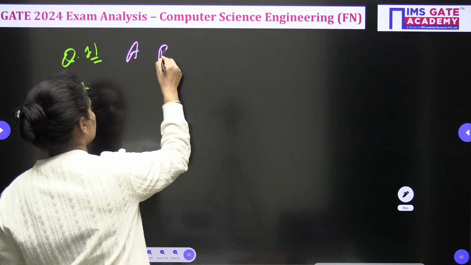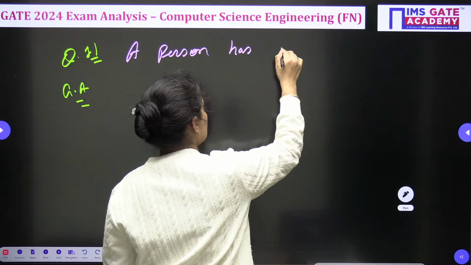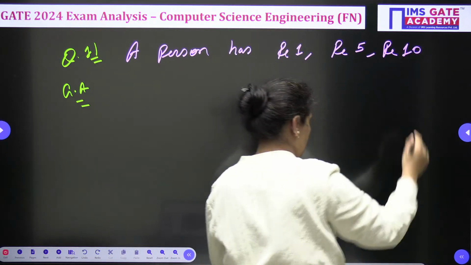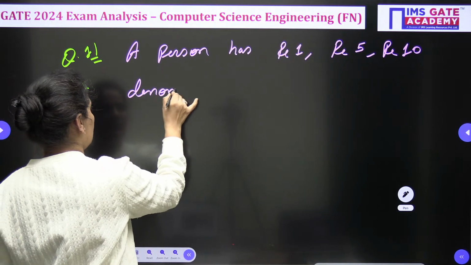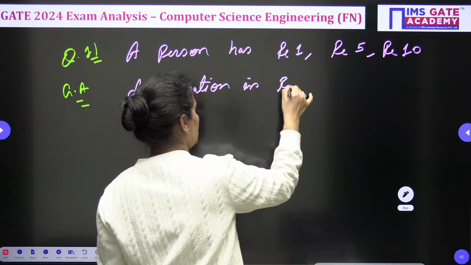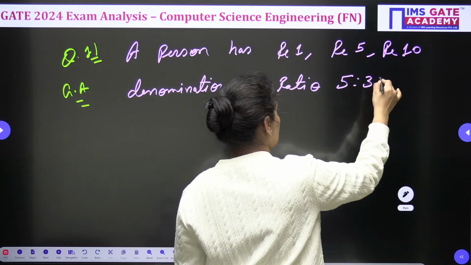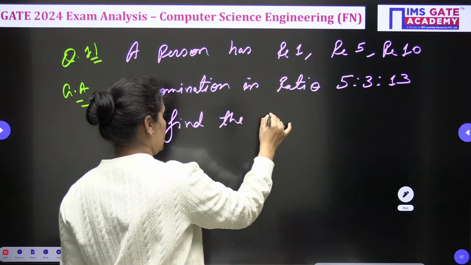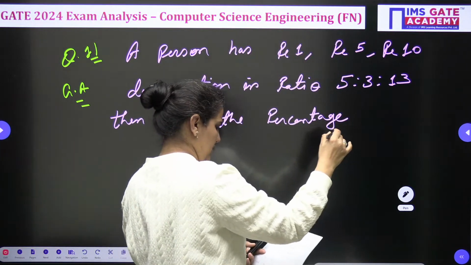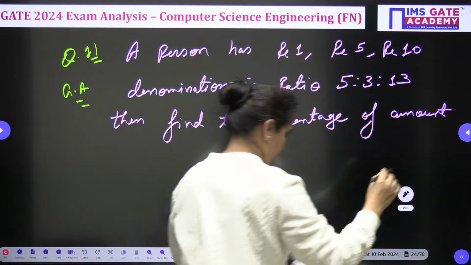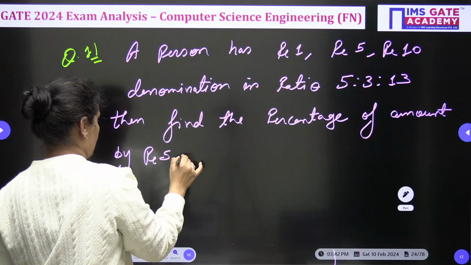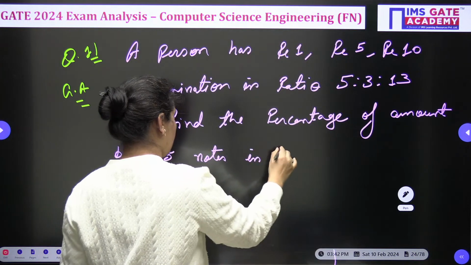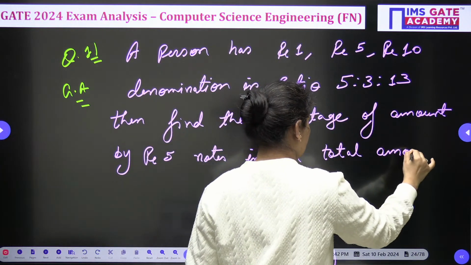A person has rupees 1, rupees 5 and rupees 10 denomination notes in the ratio 5:3:13. Then find the percentage of amount in rupees 5 notes in the total amount. So what is the percentage amount rupees 5 is having among the total amount?